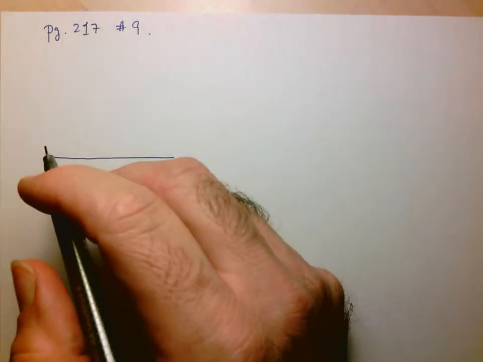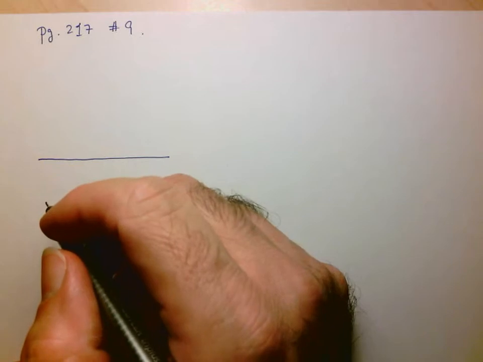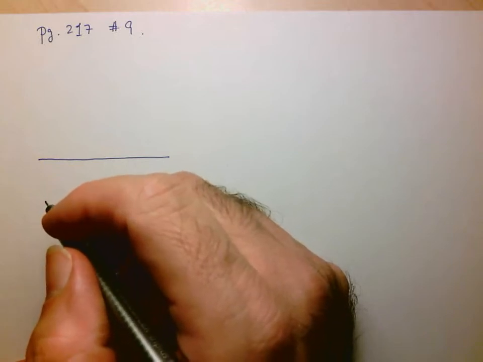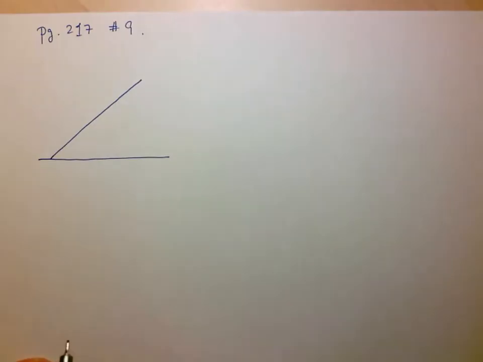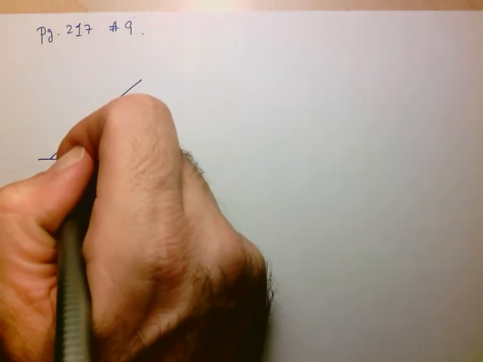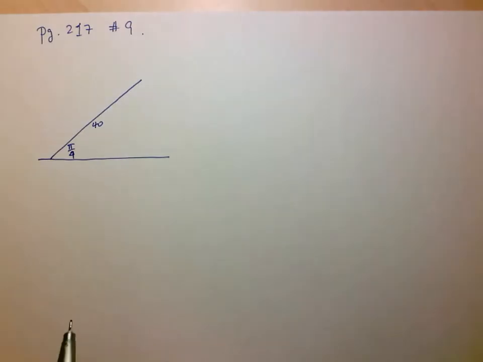Now hopefully you're starting to get a little comfortable with these special angles, and we know that pi over 4 is the same as 45 degrees. So I'm going to try to draw it a little precisely here. So pi over 4. And we know that the length is 40 meters.